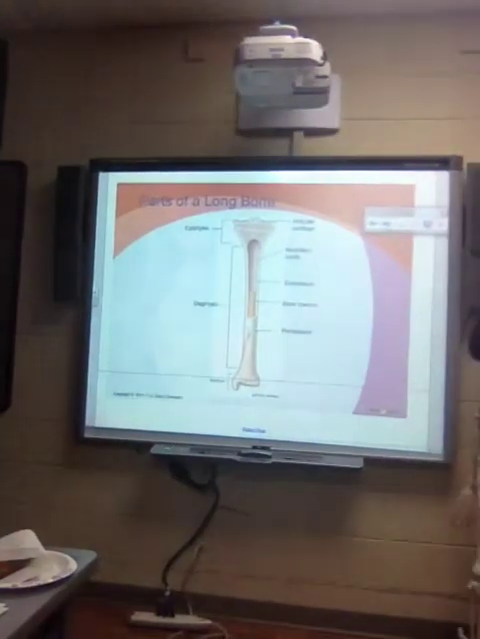Please rotate to your next section. USA members, please rotate to the next section.